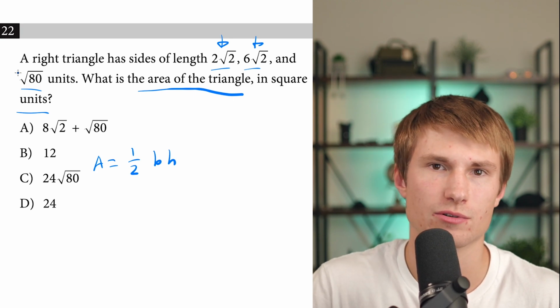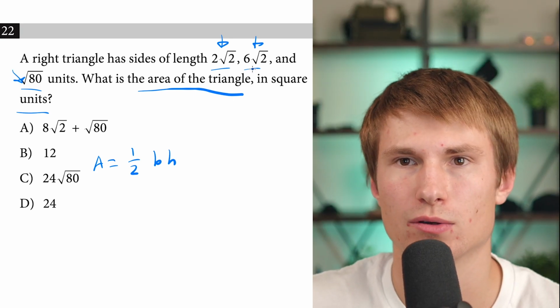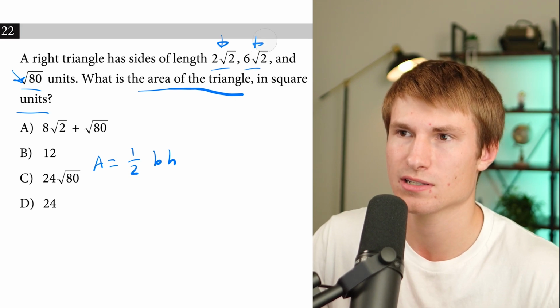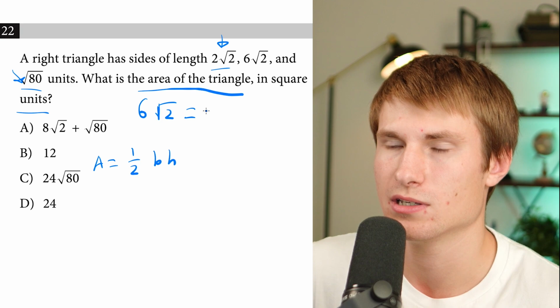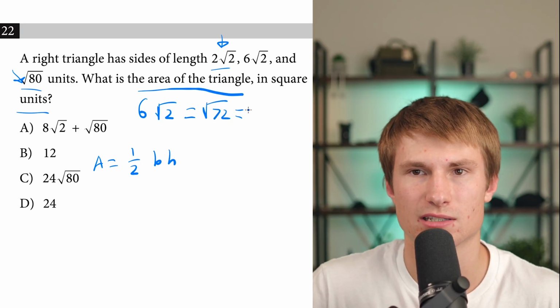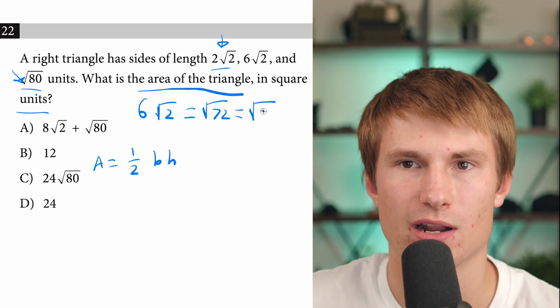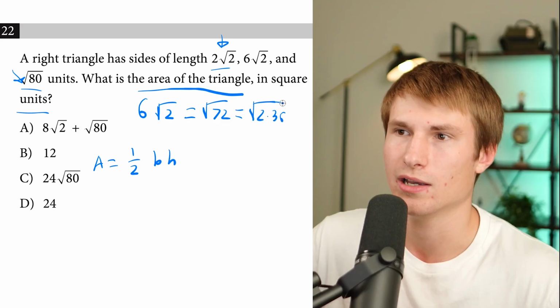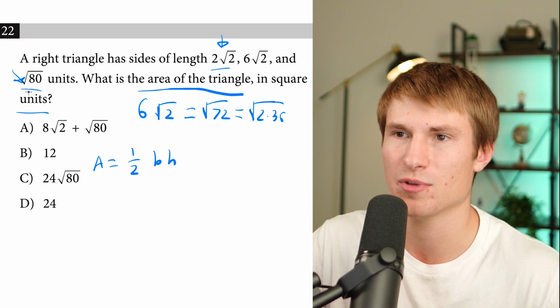Now between 6 root 2 and root 80, what I know is if I take 6 and I square it, I get 36. So what I could do is rewrite 6 root 2 as root 72. I get root 72 because I take 6 squared, that gets me 36, and then I multiply that by that 2. So I know that ultimately this root 80 is what will be the hypotenuse.